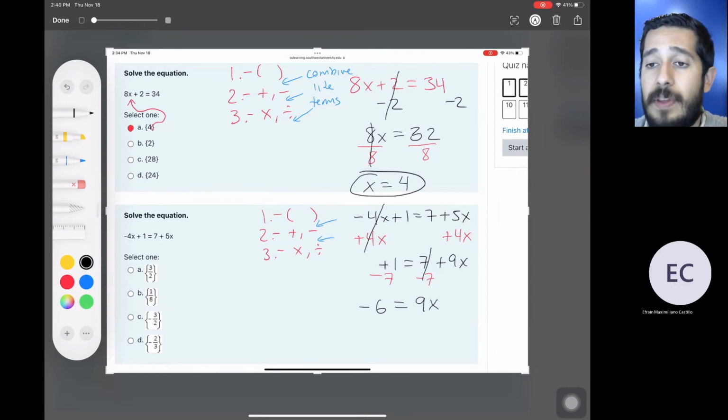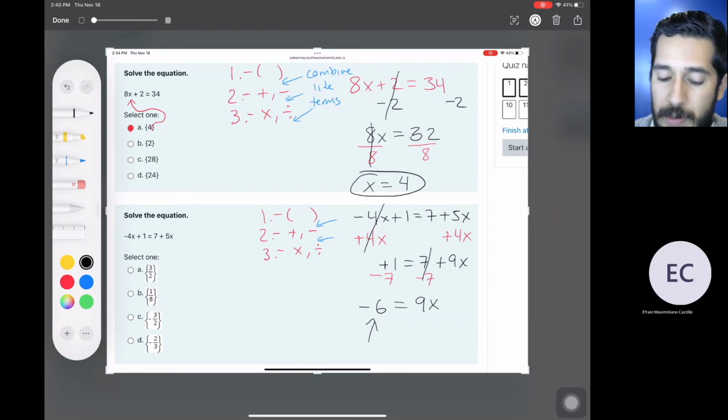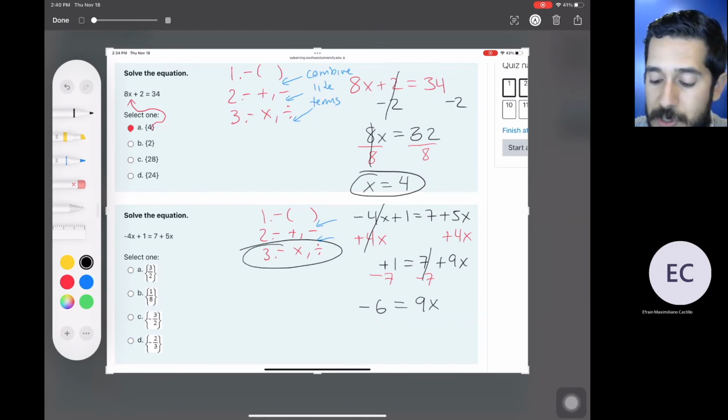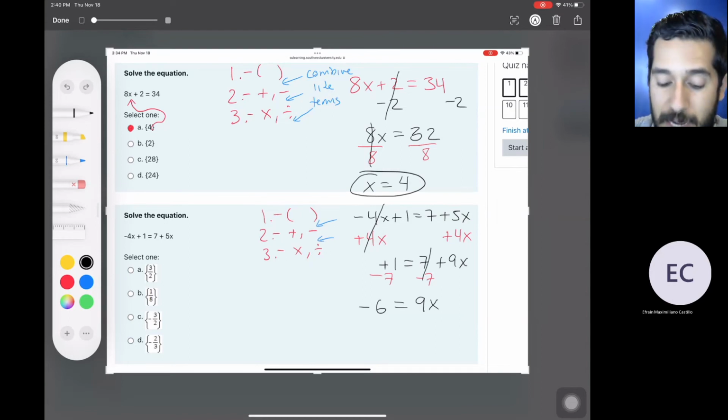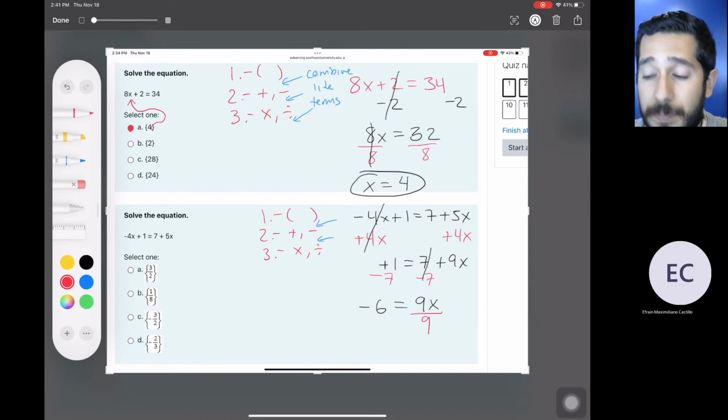9x. Okay, now that I don't have any more additions and subtractions, this is just a negative 6. There's nothing being subtracted or added there. Once you're done with all the additions and subtractions, you move to the third step, which is multiplications and divisions. And I can see that I have a multiplying 9 to the x. So in order to get rid of multiplying 9, I have to divide by 9. If I do this, I will have to divide the left side of the equation by 9 as well.